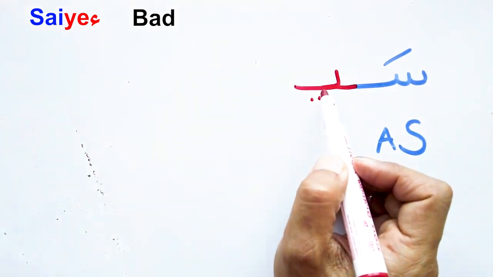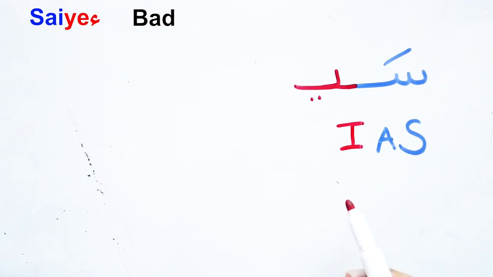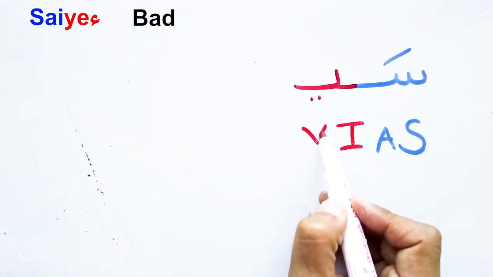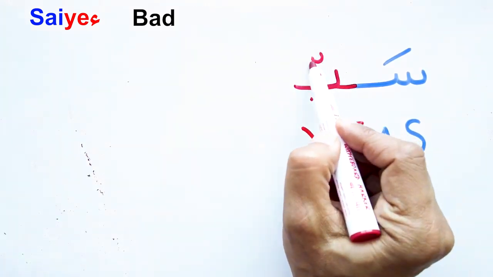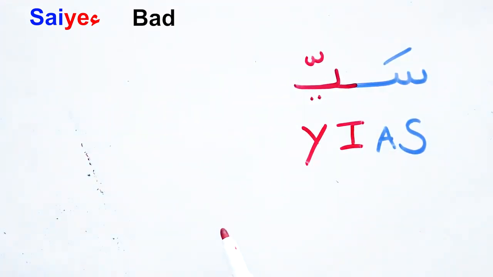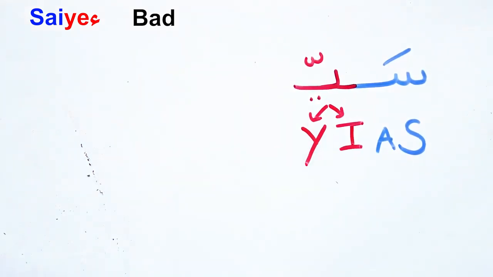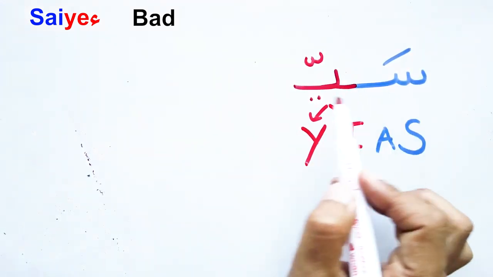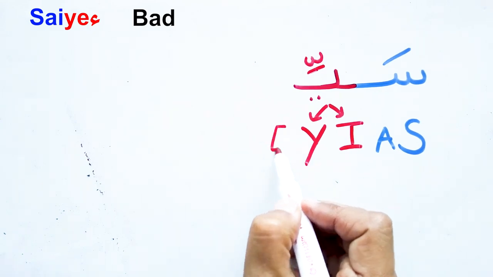I pronounce this one 2 times. The first time it will be like I, and the second time it will be like Y. It's always like this when we have the shadda. We pronounce the Ya 2 times, or any letter. Okay, so I say sayyi. I have kasra here. It sounds like E.